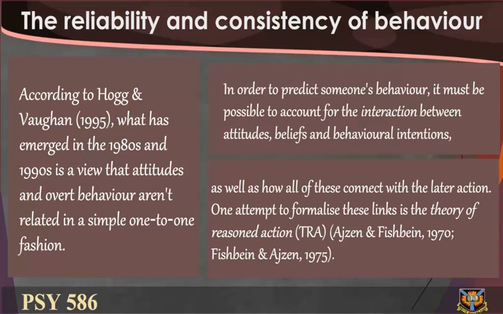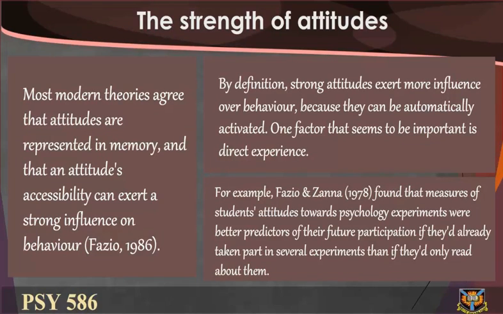According to Hogg and Vaughan, 1995, what has emerged in the 1980s and 1990s is a view that attitudes and overt behavior aren't related in a simple one-to-one fashion. In order to predict someone's behavior, it must be possible to account for the interaction between attitudes, beliefs, and behavioral intentions, as well as how all of these connect with the latter action. One attempt to formalize these links is the theory of reasoned action, TRA, Ajzen and Fishbein, 1970, Fishbein and Ajzen, 1975.